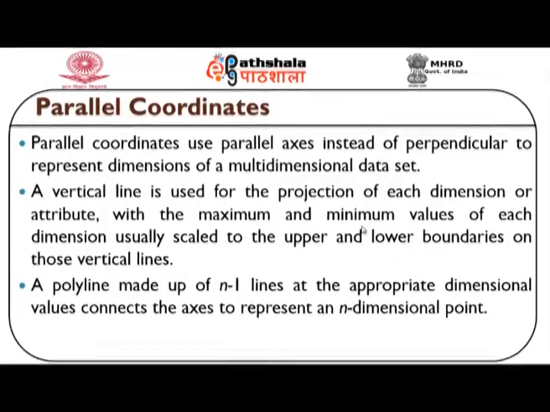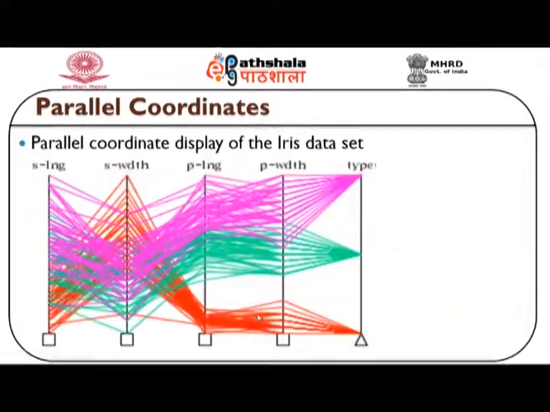The next set of visualization are the parallel coordinates. The parallel coordinates use parallel axes instead of perpendicular ones to represent the dimensions of a multidimensional data set. A vertical line is used here for the projection of each dimension or attribute, with the maximum and minimum values of each dimension usually scaled to the upper and lower boundaries on those vertical lines. A polyline made up of n minus 1 lines at the appropriate dimensional values connects the axes to represent an n-dimensional plot. So this is an example of a parallel coordinate.